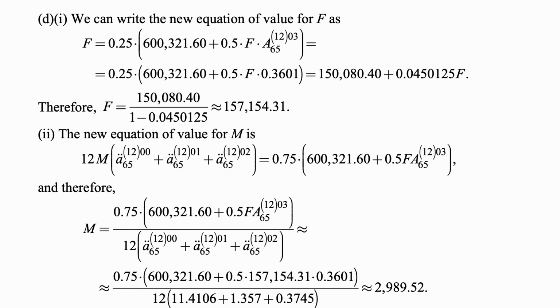and it's approximately 154.31. Now, for part 2, the new equation of value for M is 12M times (ä65^1200 plus ä65^1201 plus ä65^1202) equal to 0.75 times 600,321.60 plus 0.5 F A65^1203, and therefore we solve this for M. All of the terms in there are now given, so we plug them in and get approximately 2,989.52.